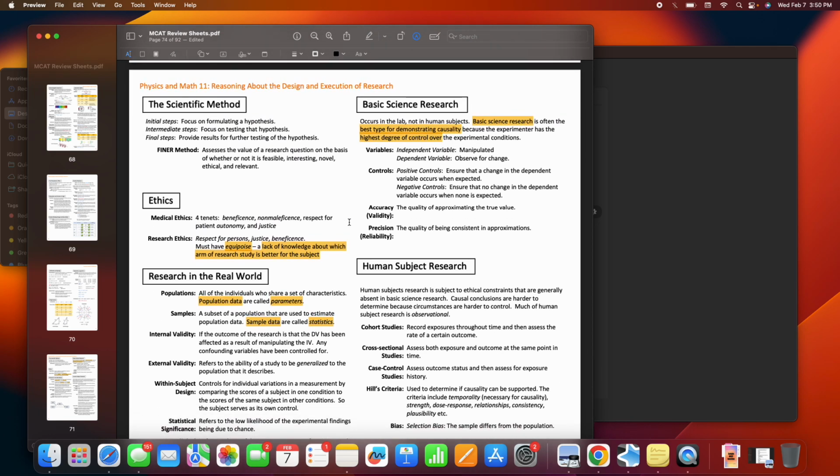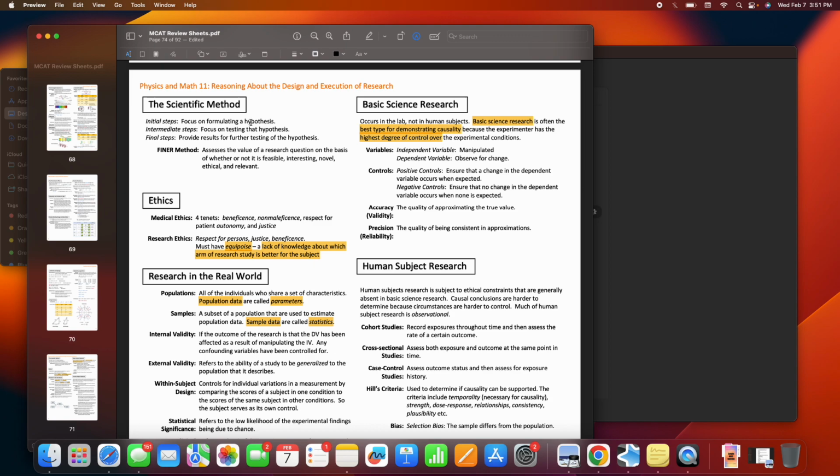So now in the physics and the math chapter 11, we are learning about reasoning about the design and execution of research. The scientific method has initial steps that are focusing on formulating a hypothesis, and then you go into the intermediate steps where you focus on testing that hypothesis, and the final steps provide results for further testing of the hypothesis.